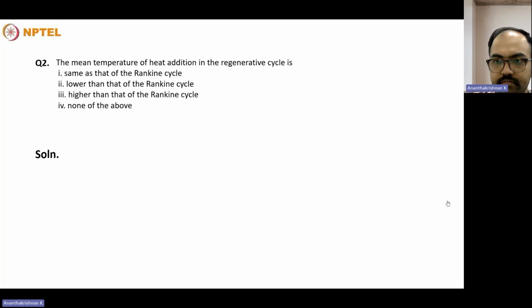Look into it. That's also a continuation of the first problem. The mean temperature of heat addition of the regenerative cycle: is it the same as that of the Rankine cycle, higher than that of the Rankine cycle, lower, or none of the above? Higher than that of the Rankine cycle. That is the explanation for the alternative way in which we have solved the first problem.